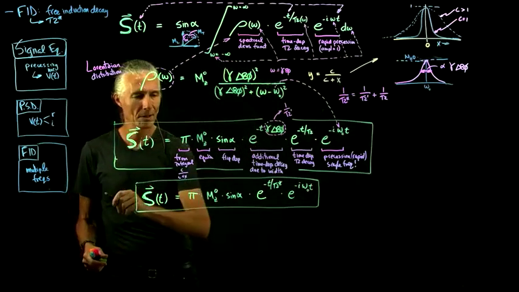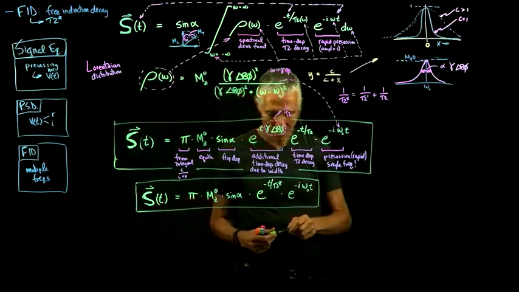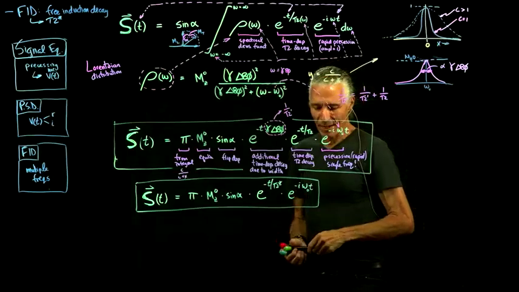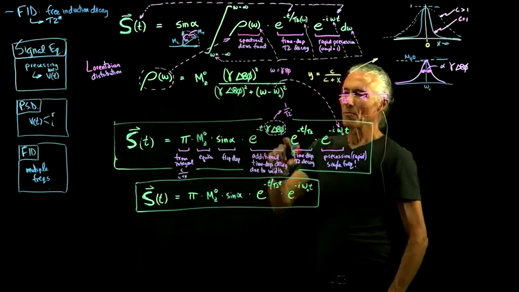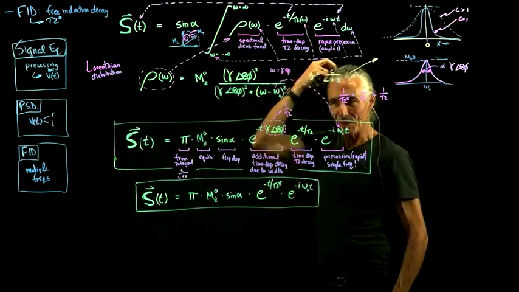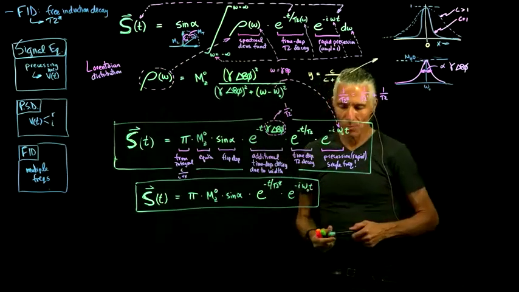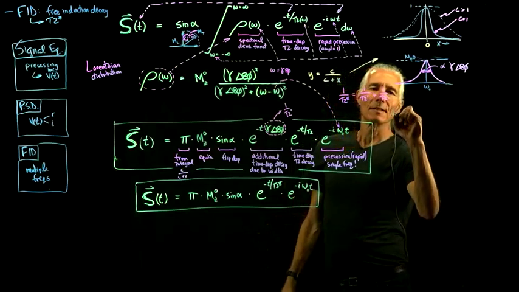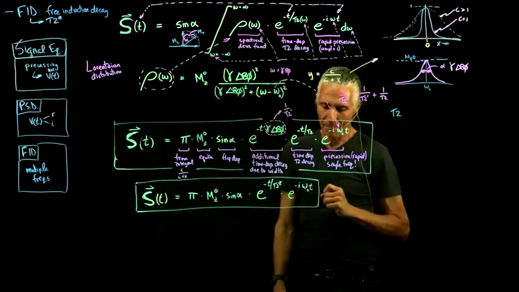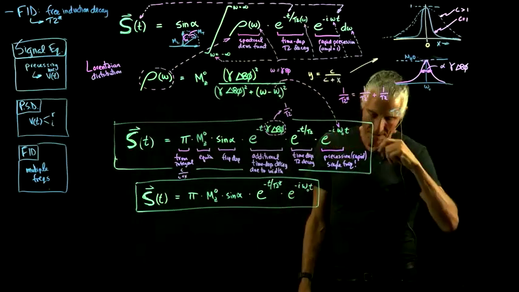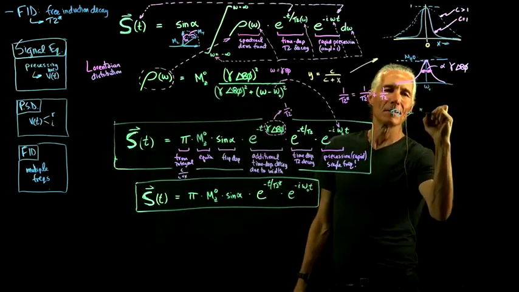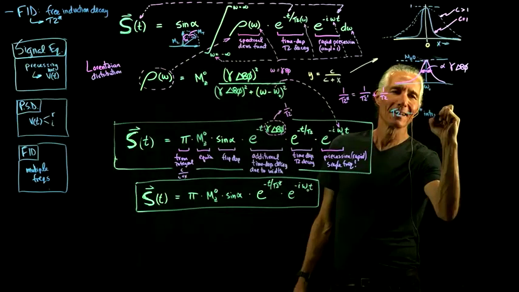So now we need to sort of say what the two different decay terms are coming from. So the first one, the regular T2 one, this one is called intrinsic decay.